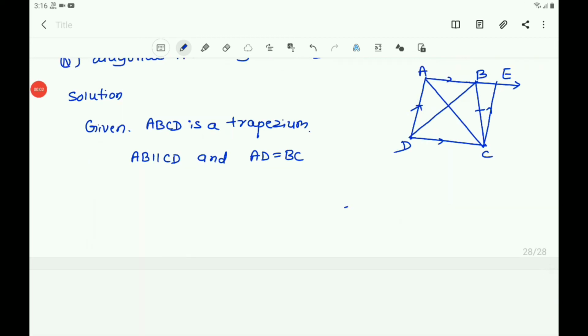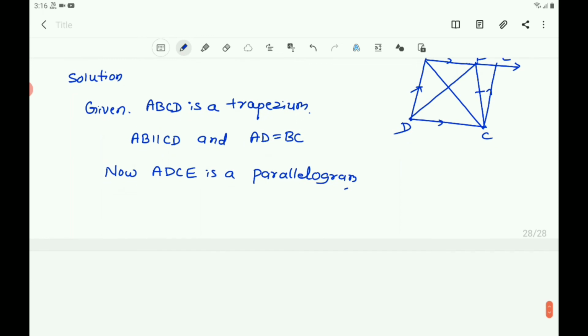Now we got a parallelogram ADCE. Now you write, ADCE is a parallelogram. Why is it a parallelogram? Because here AD is parallel to CE, that is constructed, and also as AB is parallel to DC, AE becomes parallel to DC.